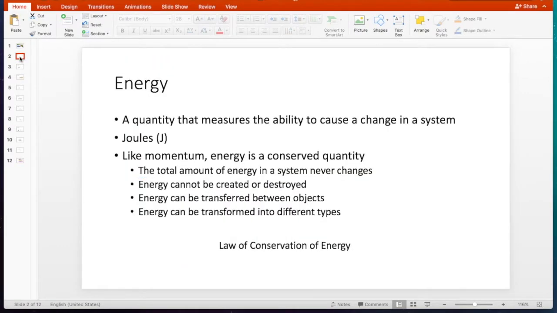Let's begin with a definition of energy. I'm going to say that energy, it is hard to define, but let's define it for now as a quantity. That means a measurement, an amount, so we can measure the amount of energy. A quantity that measures the ability to cause a change in a system. The ability to cause a change in a system.